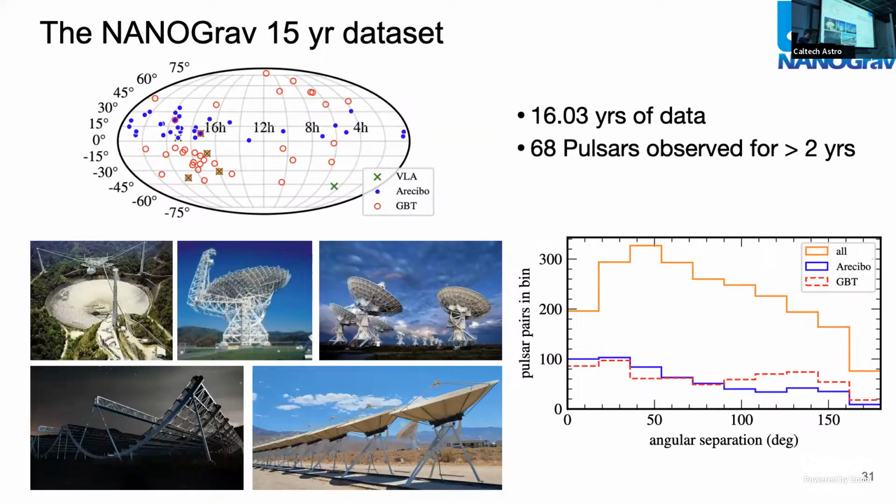So the NANOGrav 15-year data set is what we're interested in talking about today. So up here, we have the different pulsars on the sky. The ones that VLA observes are marked with X's, Arecibo with the blue points, and GBT with the red circles. We have 16 years of data and 68 pulsars that we've observed for greater than 2 years.